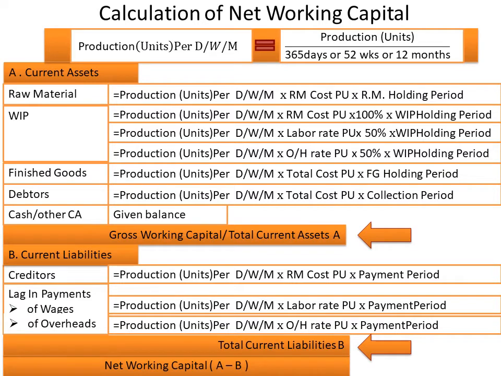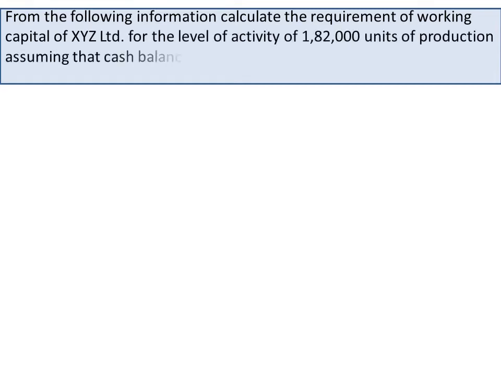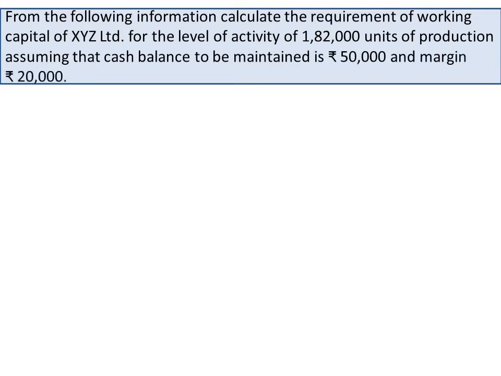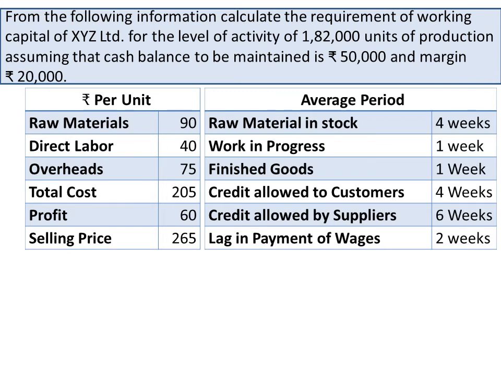Okay. So let us now see calculation of working capital requirement with one question. Question is, from the following information calculate the requirement of working capital of XYZ Limited for the level of activity of 1,82,000 units of production, assuming that cash balance to be maintained is rupees 50,000 and margin rupees 20,000. Then we have cost per unit available for raw material, labor, overheads and total cost. We are going to ignore profit and selling price as we are applying a cash cost approach here. And then the average period is also given for various assets and liabilities.